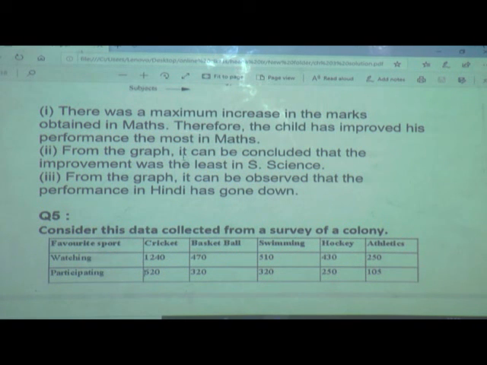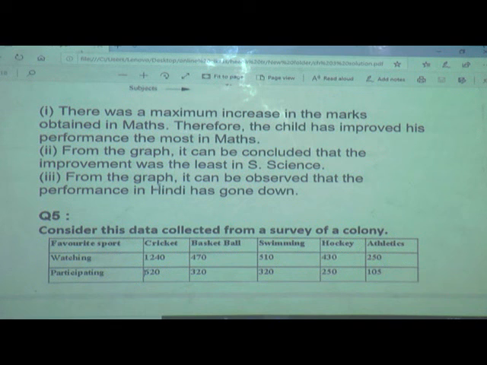From the graph, it can be concluded that the improvement was the least in the social studies subject. Means he had not improved well: he had 67 marks in the first term, and in the second term there were only 69 marks, means there was no difference of more marks. So we can say the least improvement was in social studies.